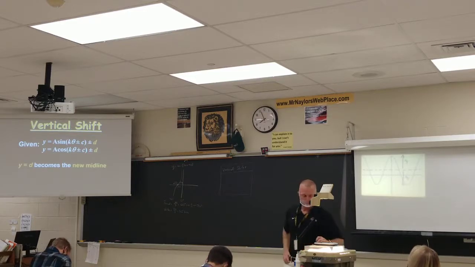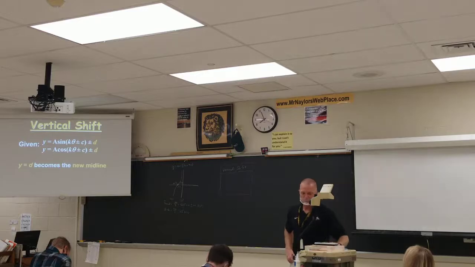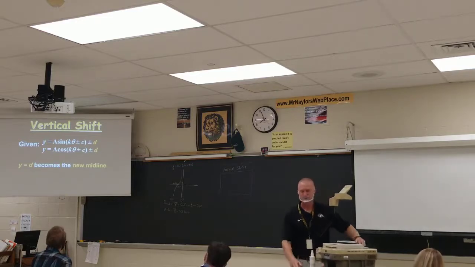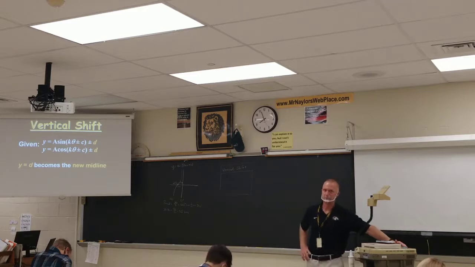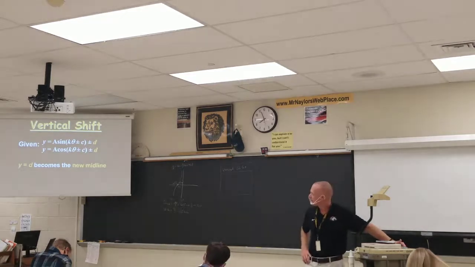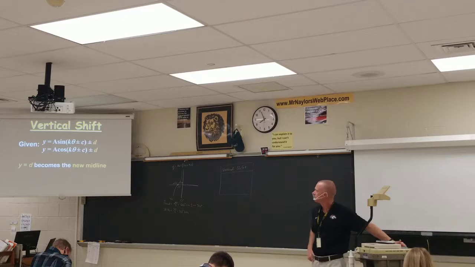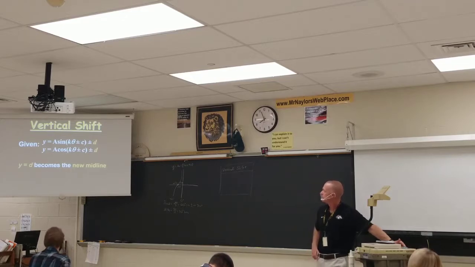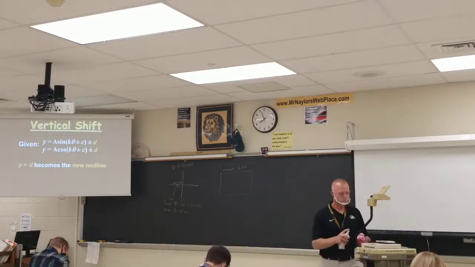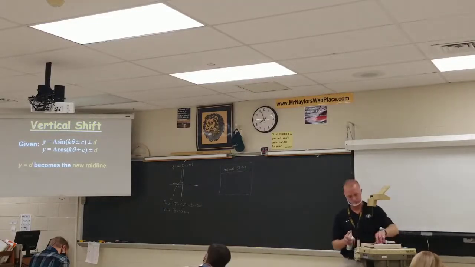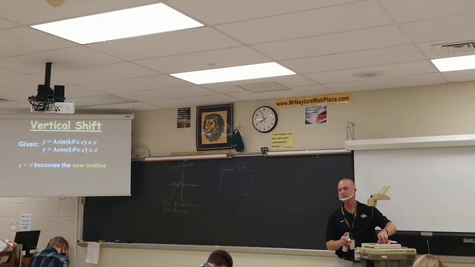As you look at what I have written up here, you can see that a vertical shift is always going to be a number that's added or subtracted at the end of the equation. We'll use the letter D. And so we have basically a vertical shift of the midline. In fact, the letter D is the midline.